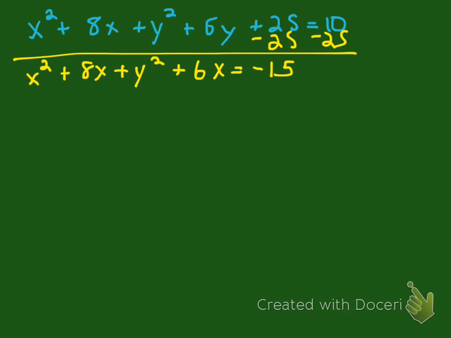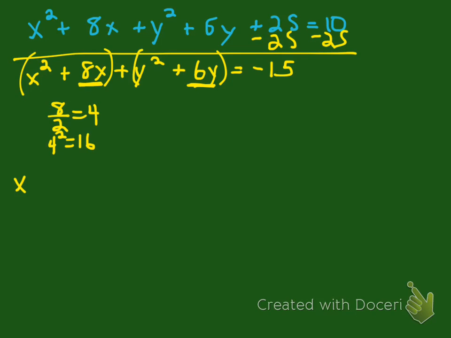Okay, so I'm going to group my x's and my y's together. That's supposed to be a 6y, sorry. They're already in the right order, so that makes it easier. So I'm going to take that number in front of the x term, divide it by 2, and then square it. So 8 divided by 2 gives me 4, and then 4 squared is 16.